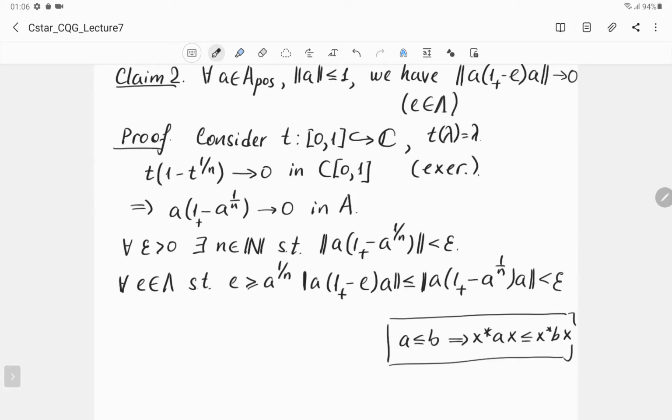And that's it. So it shows that if E is big enough, in the sense that E is greater than or equal to A to the power 1 over n, then the norm of this element is less than epsilon. And this means exactly that this net converges to 0. Okay, so this completes the proof of claim 2. And actually, this is almost the end of the proof of our theorem.